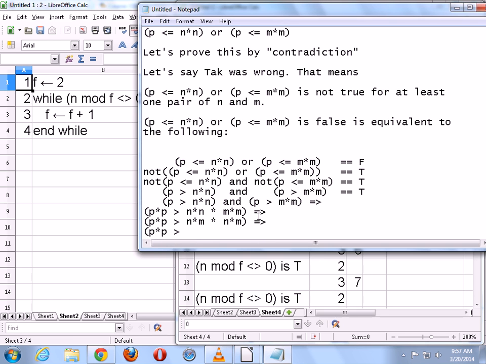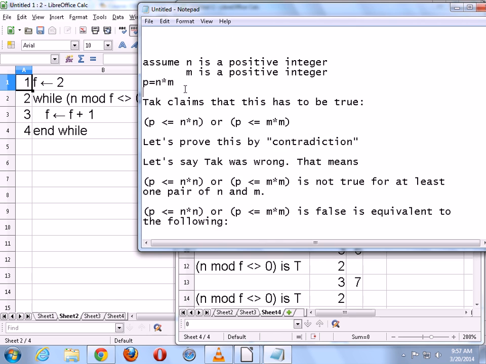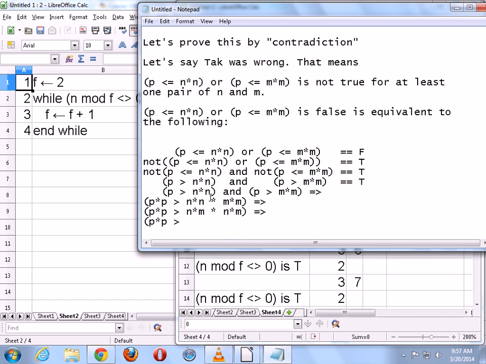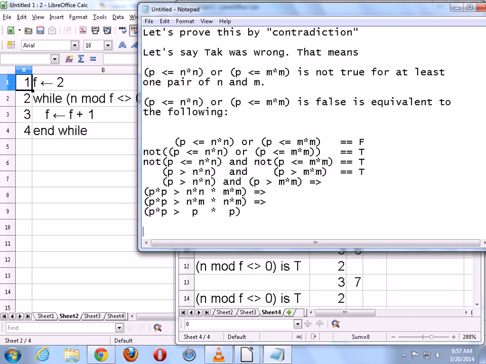If you look up here, what is the definition of P? P is defined to be the product of n and m. Right? All right. That's why I rearranged things a little bit, because now I've got an interesting thing: n times m is P, n times m is P. So now I have P times P being greater than P times P. Can that happen? No.